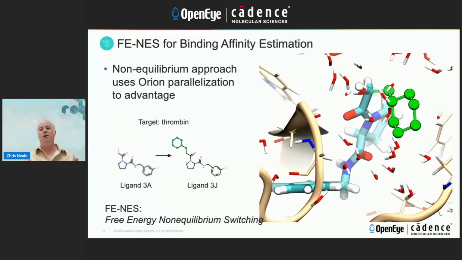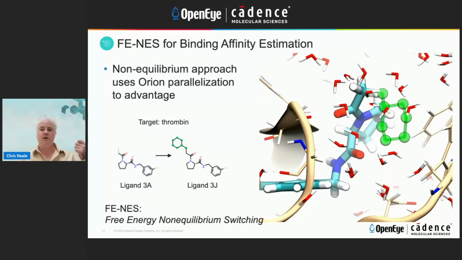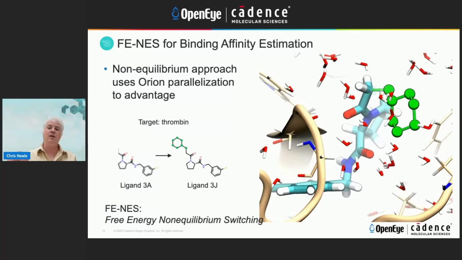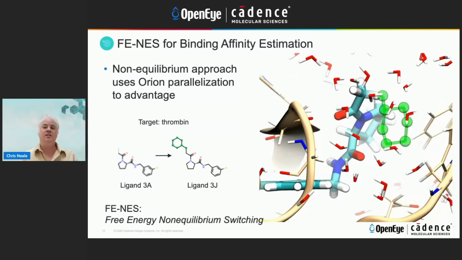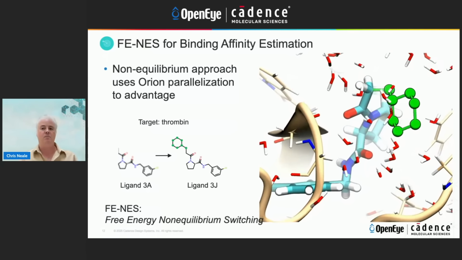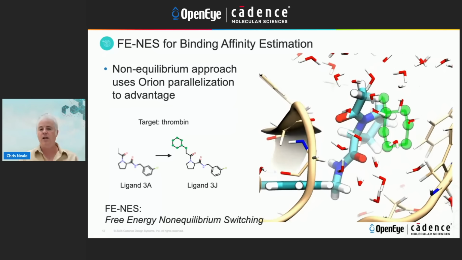On the right is a movie of a short non-equilibrium switching simulation where we've got a small molecule in a protein binding pocket surrounded by water. And in this case, hydrogen is disappearing throughout the simulation, and in green, an alkyl cyclohexyl group is appearing through the simulation. This is the type of switch that we repeat 80 times in both directions in bound and unbound states to get that estimate of the relative difference in binding affinity.